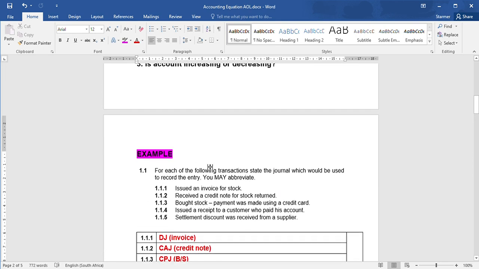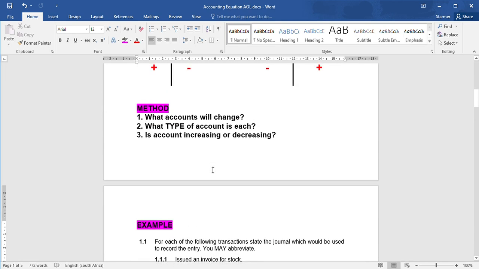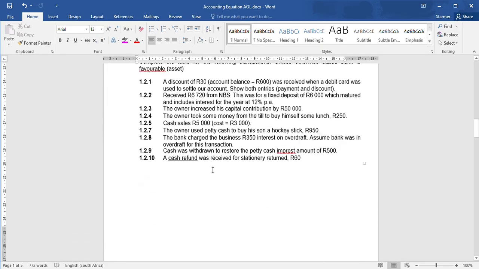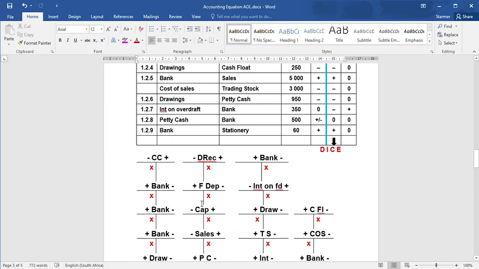I remind you now of these 3 questions. What accounts will change? If you're paying back and getting a discount, it's going to be bank, creditors control and discount received. And then what type of account is each? Now I use little T accounts here and do this in rough working because it will help you to get things on the right side at the top here. So creditors control is a liability, it's minus plus. Discount received is income, it's also minus plus. Bank is an asset, plus minus.